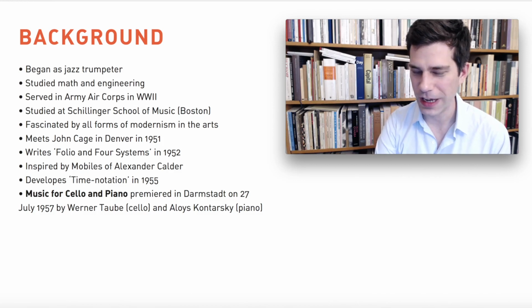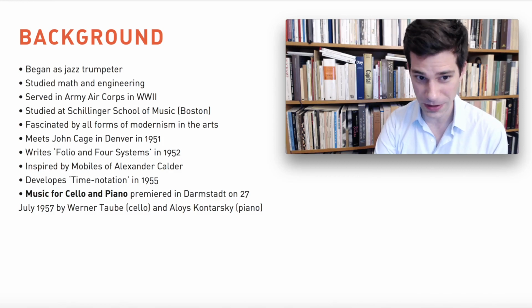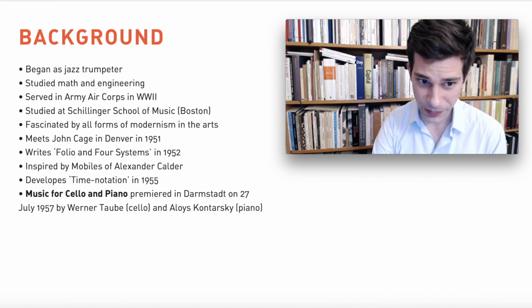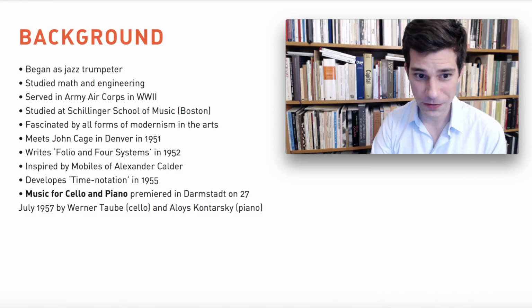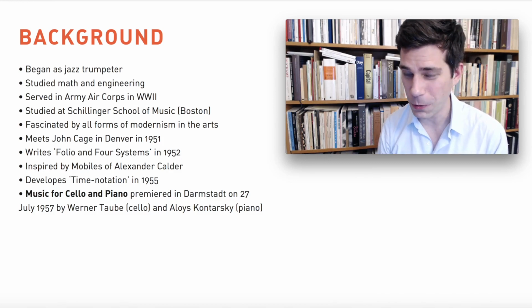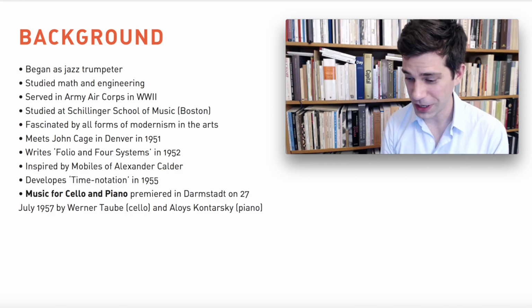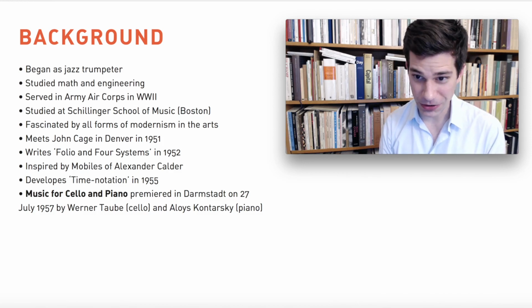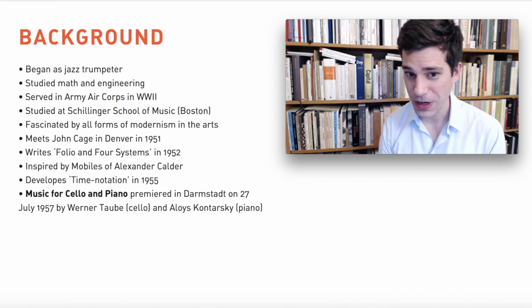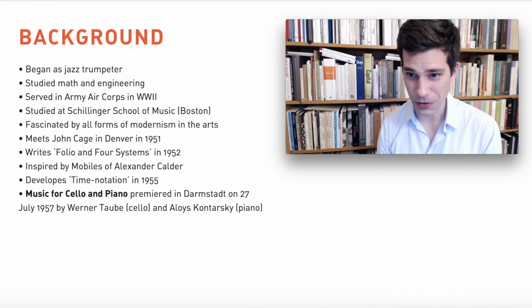But after he meets John Cage, he really goes off the deep end and starts investigating all sorts of extremely new, innovative things in his music. So he writes a piece in 1952 called Folio and Four Systems. And that is a very, very significant piece. And it is one that basically sort of accompanied him throughout his entire career. And I think you could certainly argue that it is probably his best known work even today.